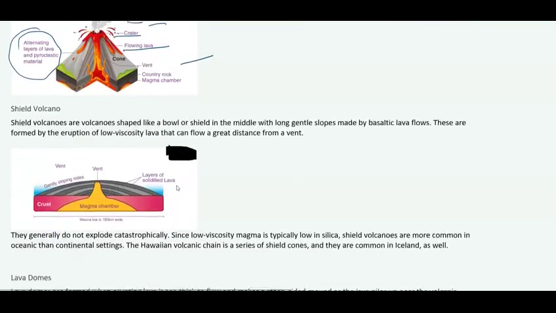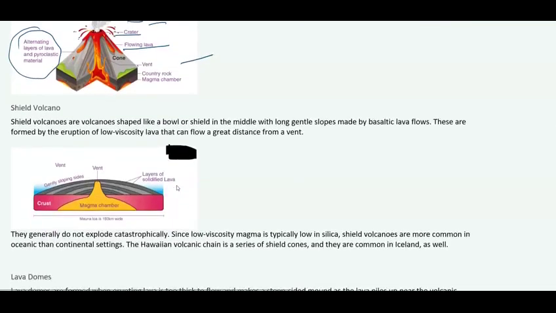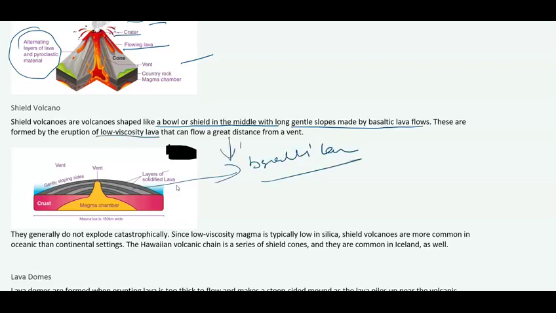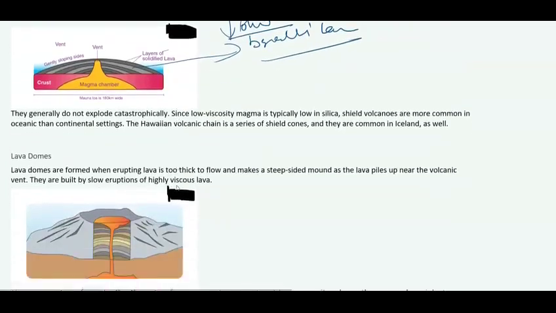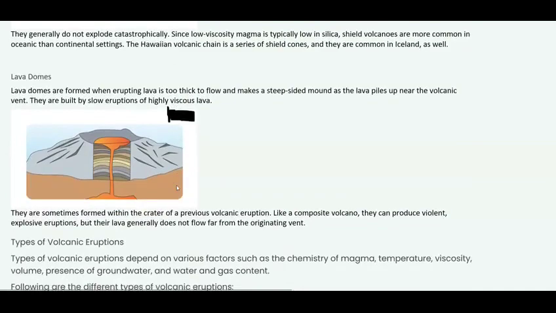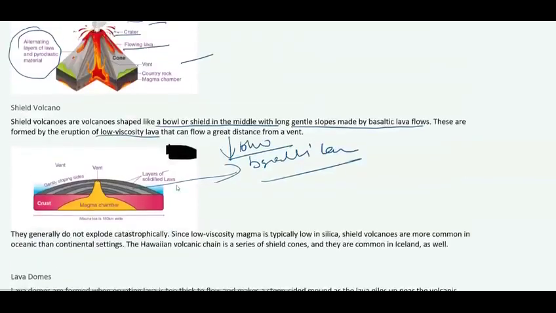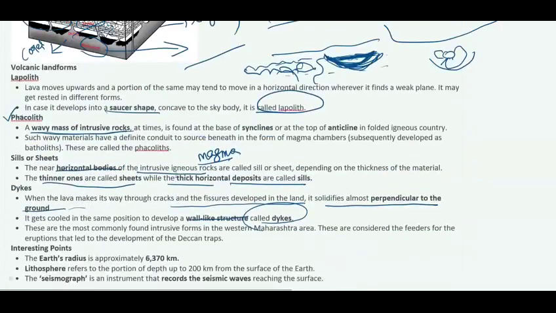Whereas the shield volcano seems like a bowl shape or a shield shape, as I said. The gentle slopes are made by basaltic lava flows. These are the basaltic lava flows. Shield volcanoes have low viscosity and low explosivity. The cinder cones and the caldera have high viscosity or a highly explosive nature. These are the lava domes, what I discussed just now. So these are the intrusive forms.